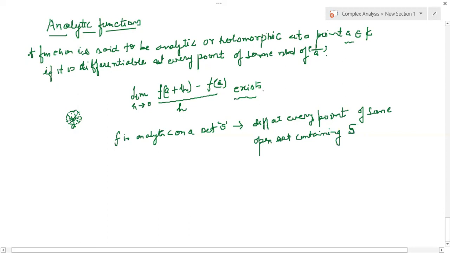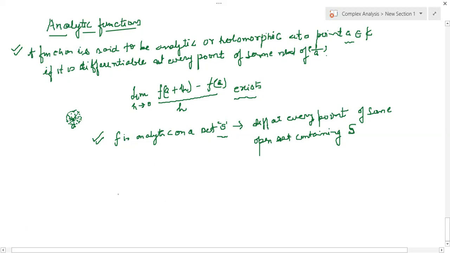Initially, when we were talking of a point A, it must be differentiable at point A and also in some open set containing A, that is, some neighborhood of A. Now, if I'm saying it is analytic on set S, then it must be differentiable at every point of some open set containing S. This is how you have to see the analyticity of a set S. Similarly, for a closed disk, that closed disk must also be contained in some open set. All these things we have done so far.